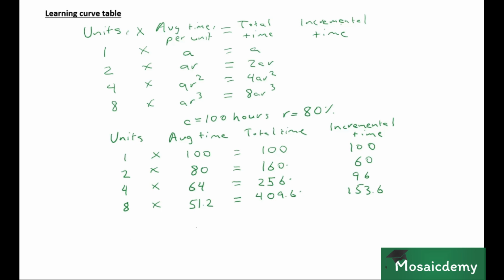So this is what the table is. But what's the interpretation of this table? This is how the table works. What we're saying here is that the first unit we produced took an average time of 100 hours, meaning the total time was 100.